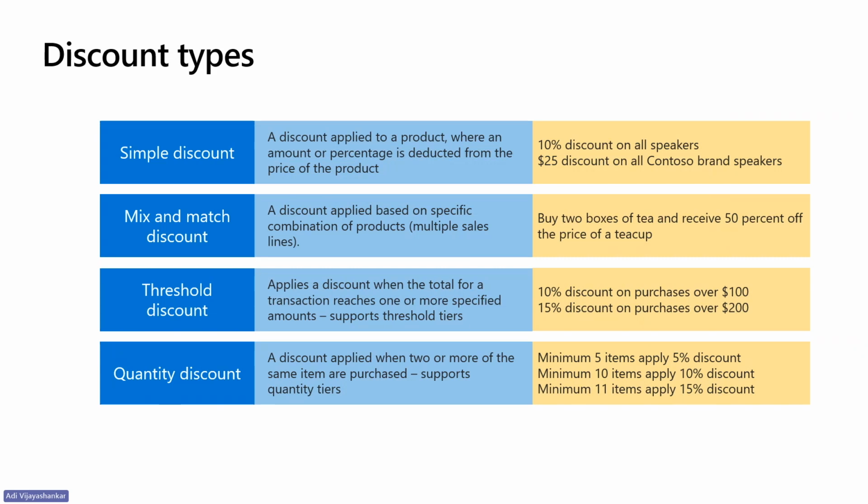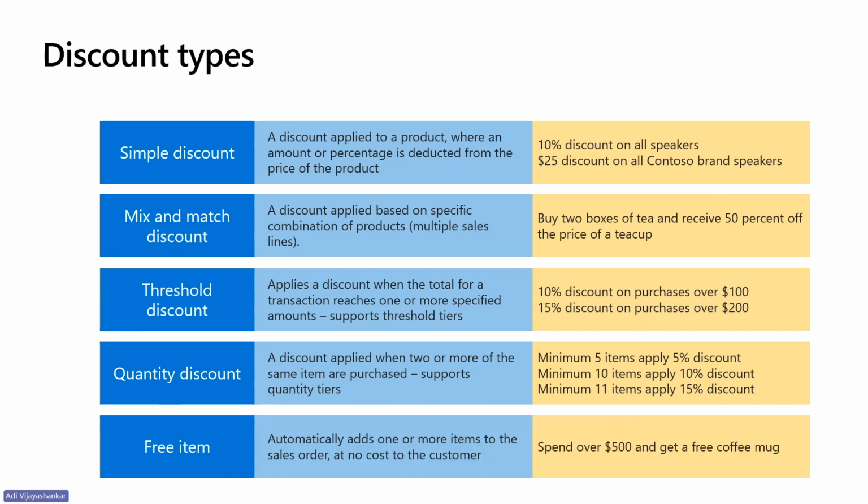Quantity discounts allow for discounts based on minimum quantities. For example, minimum 5 items apply 5% discount. Free items will automatically add 1 or more items to the sales order at no extra cost to the customer. For example, spend $500 and get a free coffee mug.